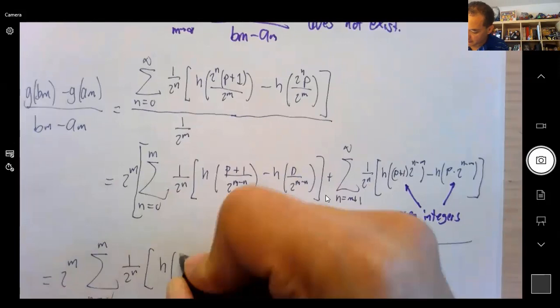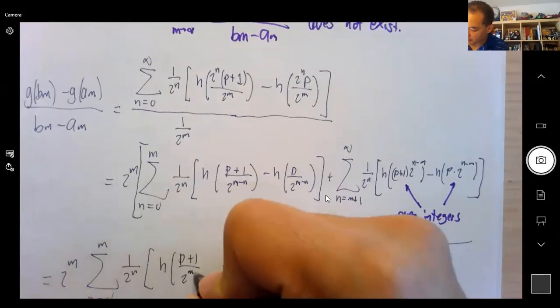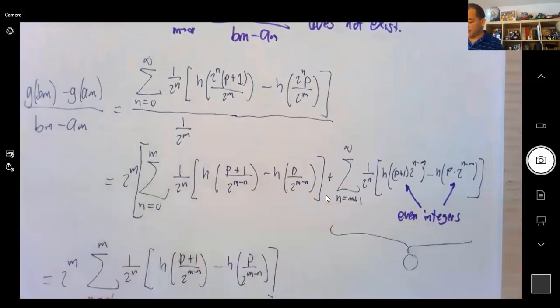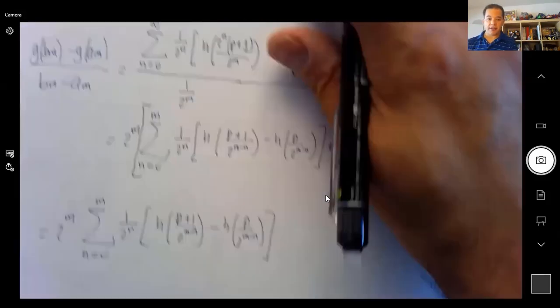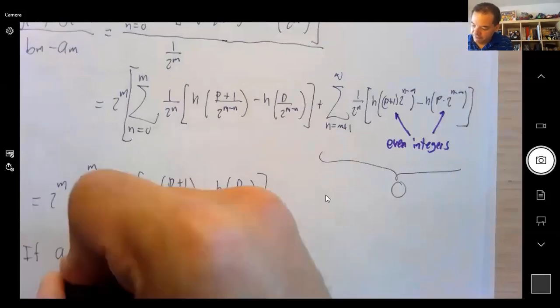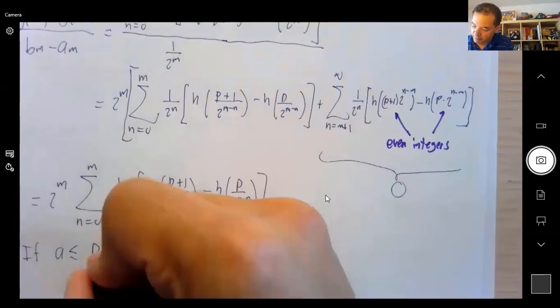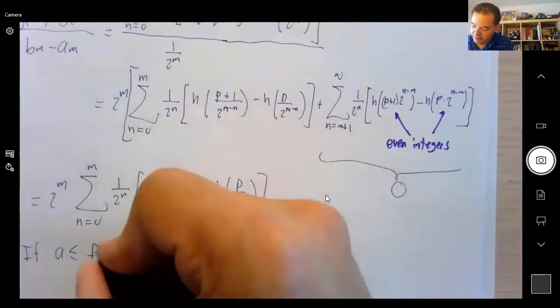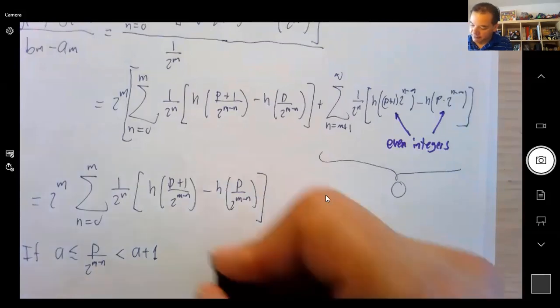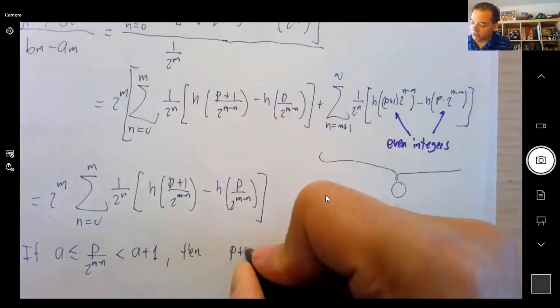Okay, so all that we really have is this number. And well, we're going to use our lemma. Very useful lemma, right? We already used it many times. These two numbers are really close to each other, so they have the same integer part. So if this number, p over 2 to the m minus n, which is the smaller one, is between a and a plus 1, then when you add 1 over 2 to the m minus n, you're still less than or equal to a plus 1. So you don't go to the next integer.